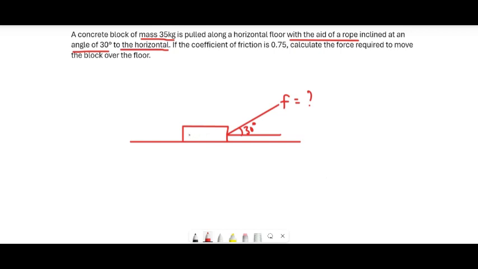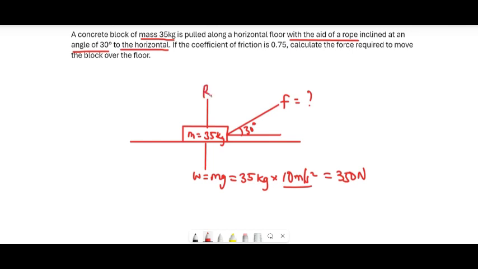But you know the mass of the block to be 35 kg, right? So it means that the weight is equal to mg, which is equal to 35 kg times 10 meters per second squared, right? So that will give you 350, provided your g is 10 meters per second squared. You may be given g as 9.8. The opposite of weight is usually your normal reaction R.